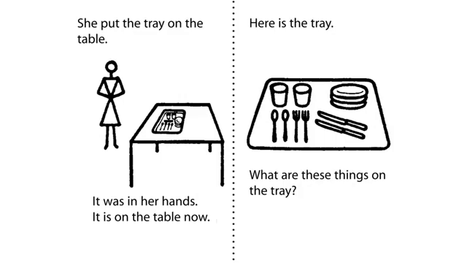She put the tray on the table. It was in her hands. It is on the table now. Here is the tray. What are these things on the tray?